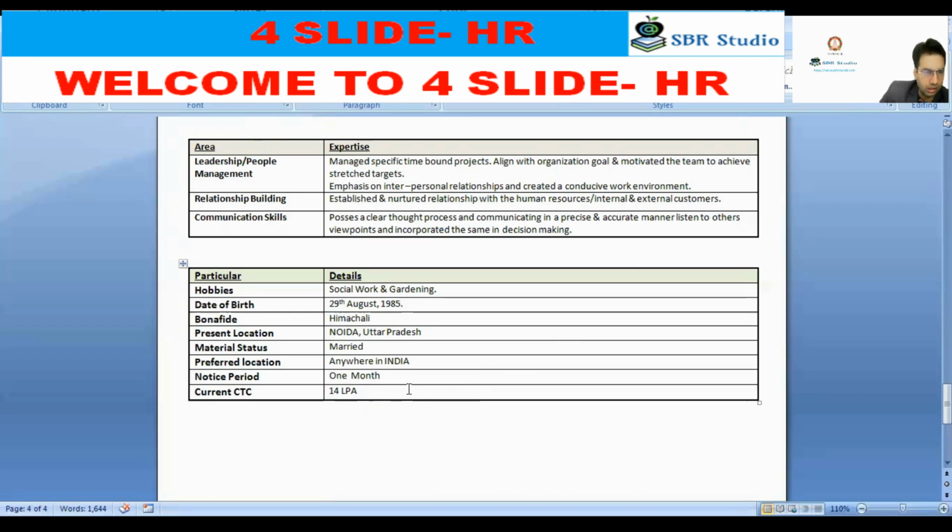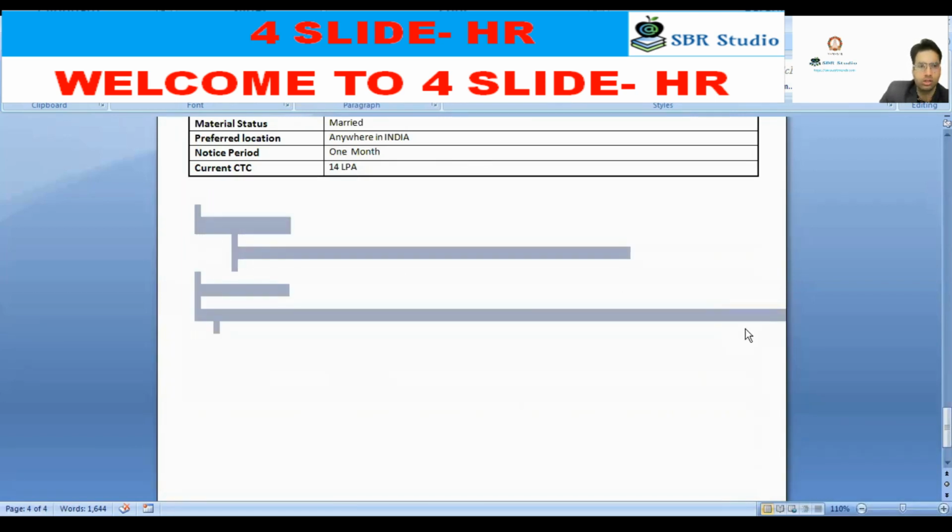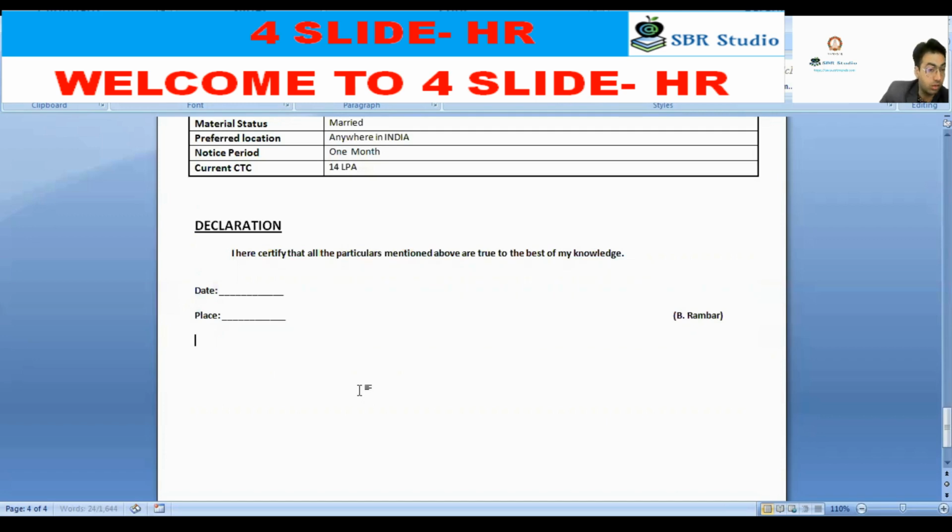Then go to the last one, that is the declaration and acknowledgement. Here you have to declare that all the information you have mentioned in your resume is true, certified, and true to the best of your knowledge, and that you are expert in that. Then you have to mention the date and place, your name and signature in your resume. So friends, this is all about collecting data for then preparing your expert resume.